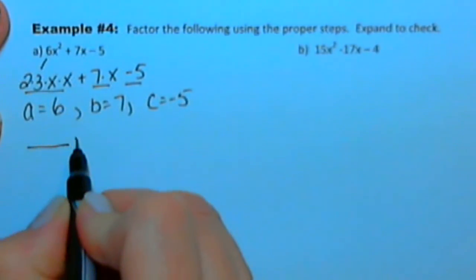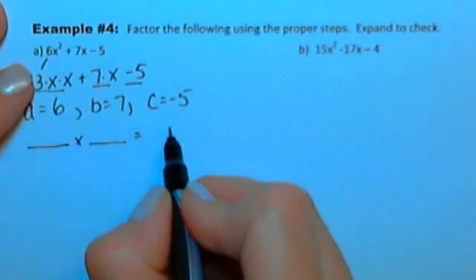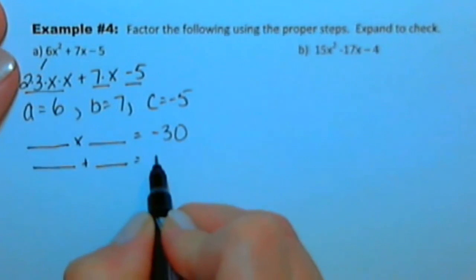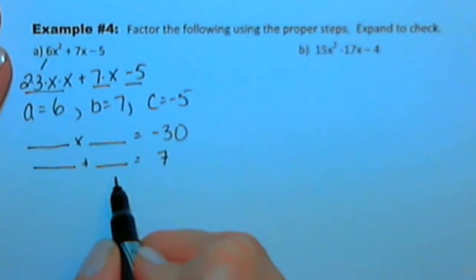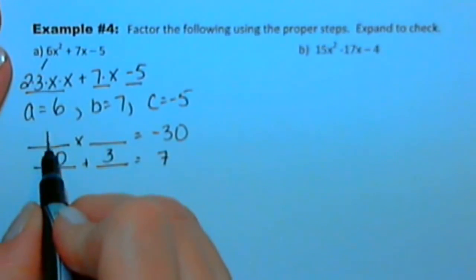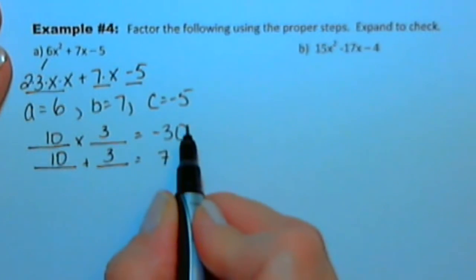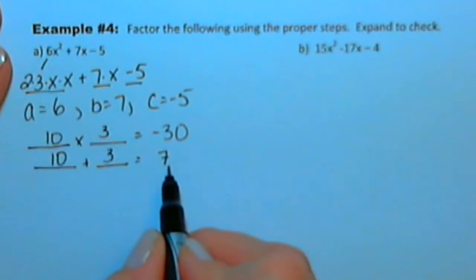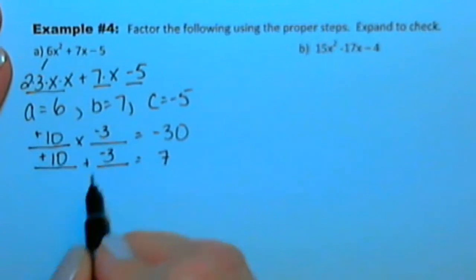We want 2 numbers that multiply to give us A times C, which is negative 30, and those same 2 numbers that add to give us 7. And what I'm going to find is that the numbers are going to be 10 and 3, and since I want them to multiply to be negative, one of them has to be negative, and I want them to combine to be a positive 7, I'm going to make him positive and him negative, and that's going to work.